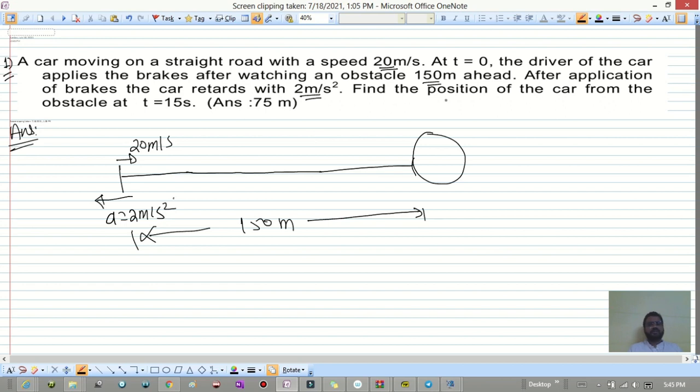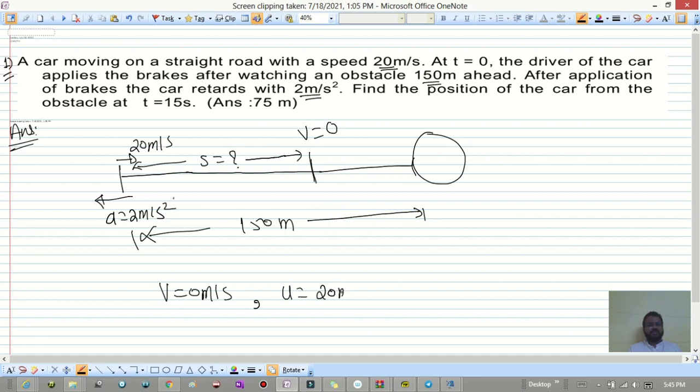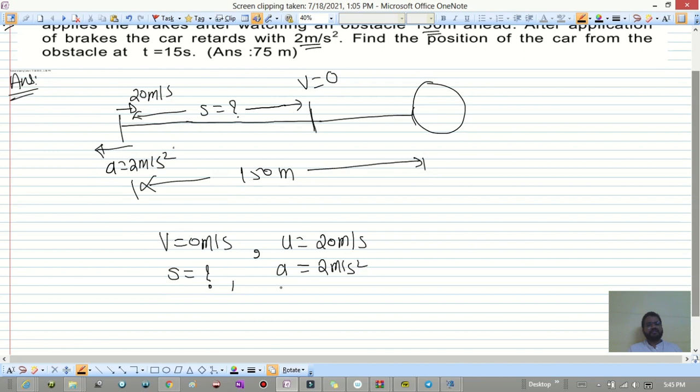After application of brakes, given, find the position of the car from the obstacle at t equals 15 seconds. So we have to find the distance traveled by this car when velocity is equal to 0. So let's calculate. Final velocity, we know, is 0 meter per second. What is the initial velocity over here? 20 meter per second. What is the displacement? S is equal to what? And the deceleration we have is 2 meter per second squared, right? Deceleration is 2 meter per second squared, but acceleration is negative 2 meter per second squared.